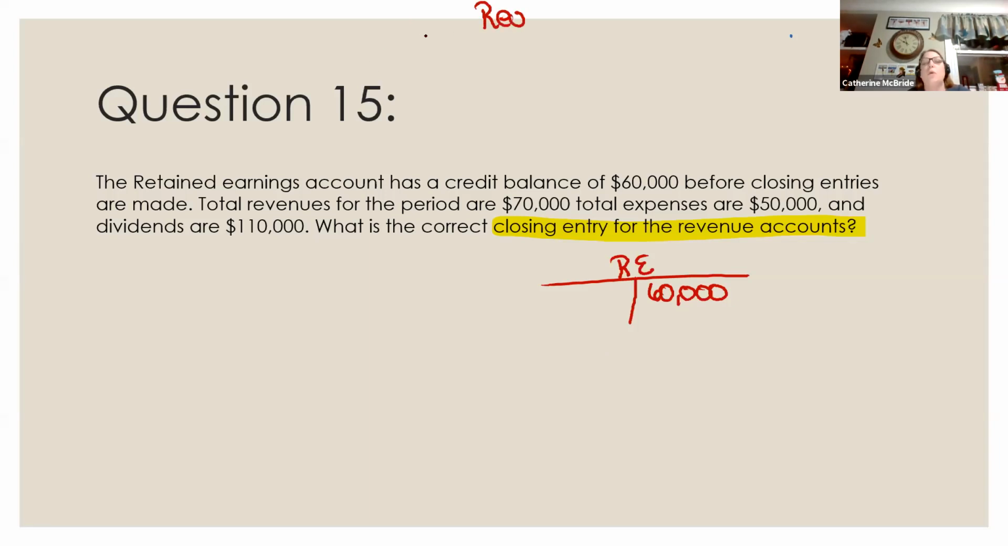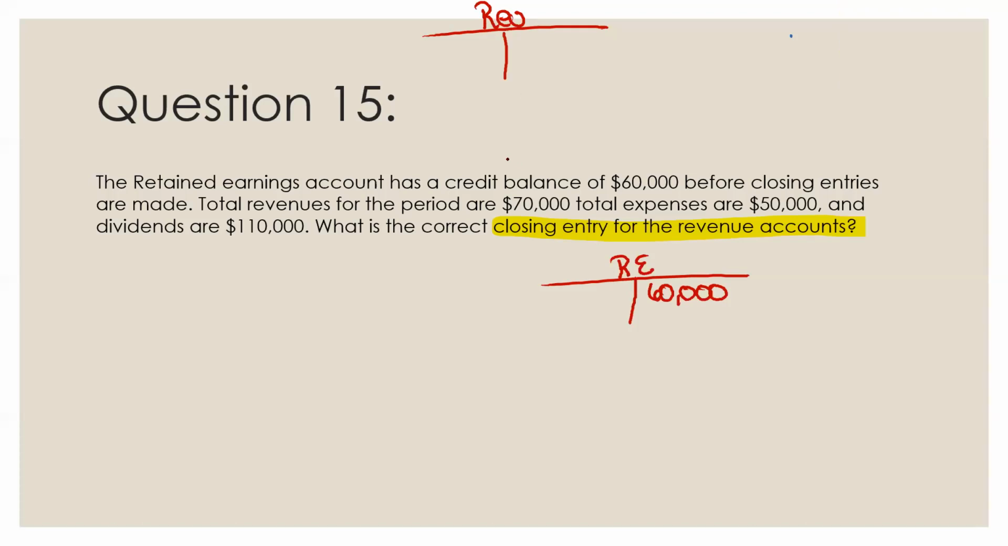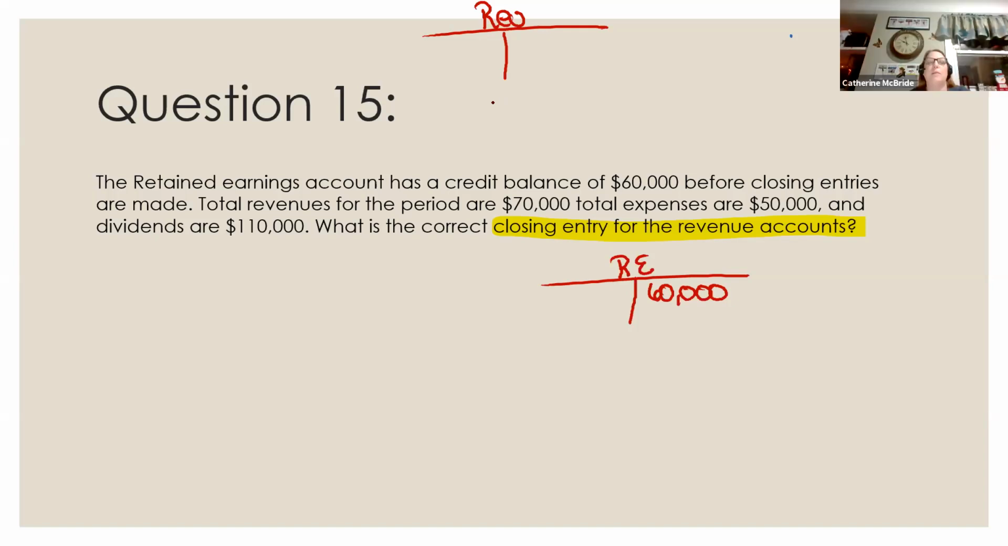So is revenue normally a debit or a credit balance? Debit? No. We increase revenue with a credit. Correct. So I have $70,000 as a credit. Now, let's talk about the journal entry to close it. What do I have to do to make it zero? You have to credit 70,000. Debit. Yes, sorry.